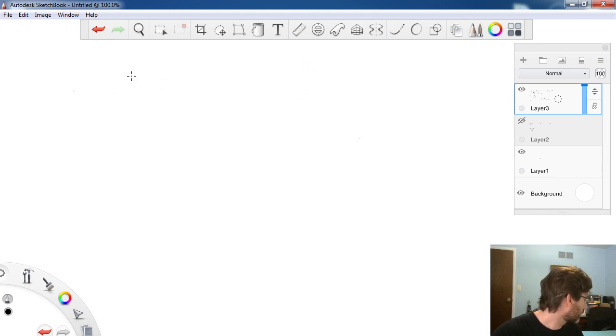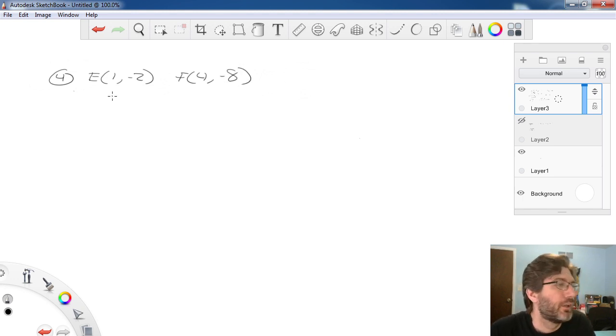I can look at number 4. So number 4, again, it asks for slope and y-intercept. Point E is 1 comma negative 2, and F is 4 comma negative 8. Let's hope we get a good slope here, so we don't have to deal with ugly numbers, but we'll see. Again, y equals mx plus b is the form you're looking for to find that.